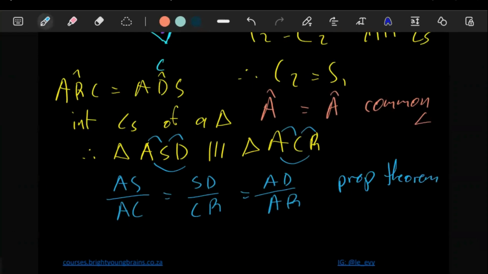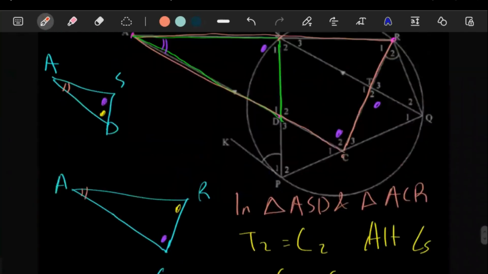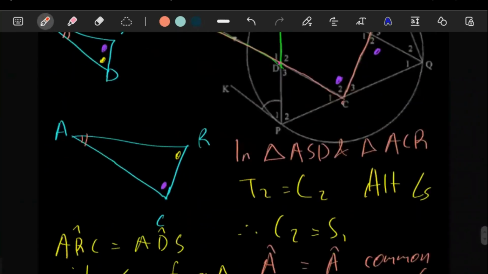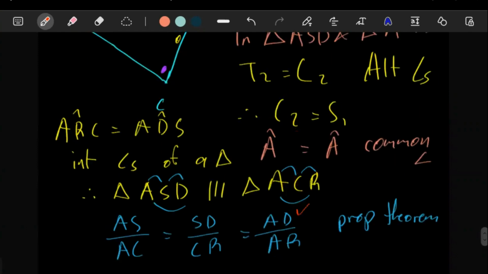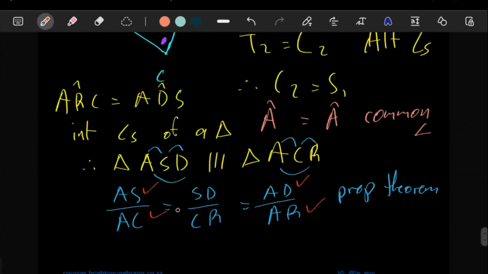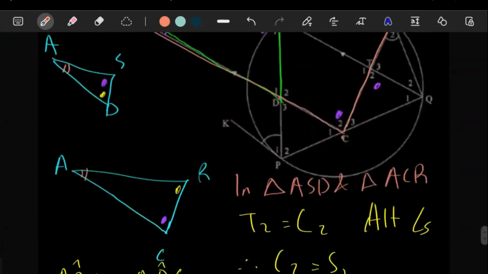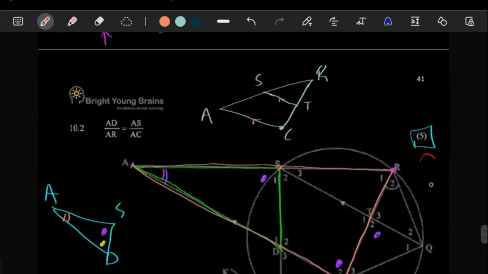So now we just want to pick out the different lengths that are already also here. You see, we need AD somewhere. Check. We need AR somewhere. We need AC and AS. There we go. AS over AC is equal to AD over AR. Then you're going to get your 5 marks there. 5 good marks. Thank you very much.